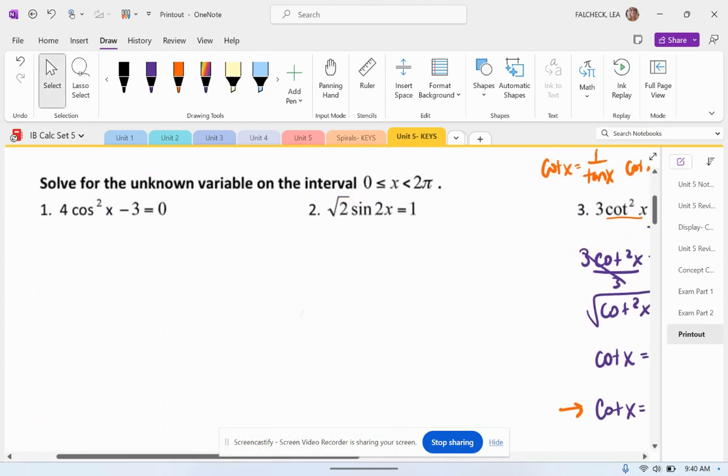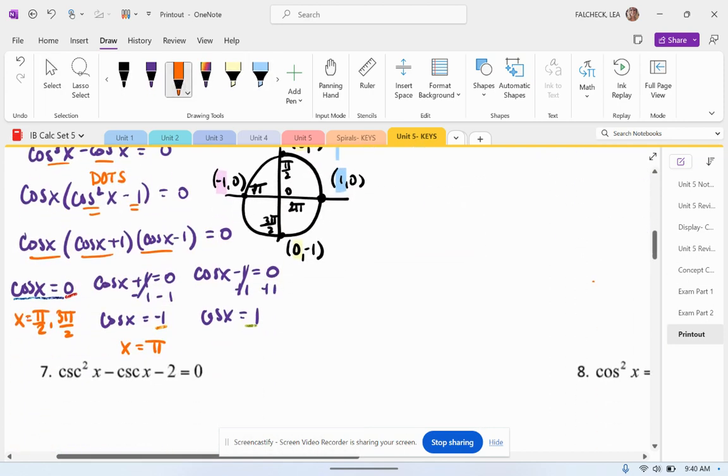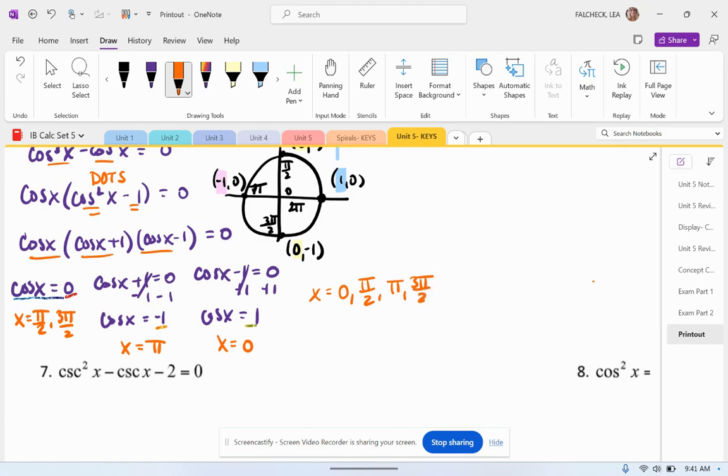Let's just double check the interval here. It says that we're going to include the 0 solution. We are not including the 2 pi solution. So our answer is just going to be x equals 0. Okay, so now the angles that satisfy this equation are 0, pi over 2, pi, and 3 pi over 2. You always want to list them in order.